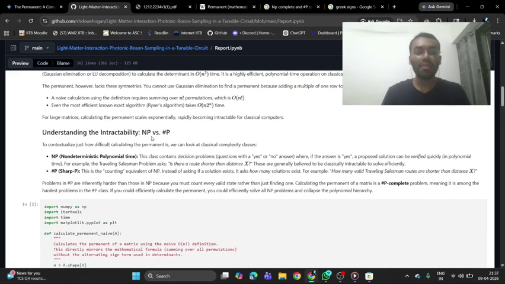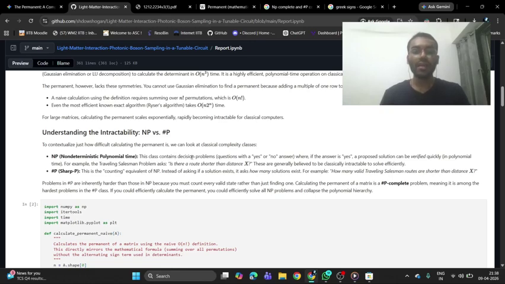Understanding the intractability: NP versus sharp P. To contextualize just how difficult calculating this permanent is, we need to look at classical complexity classes. NP, non-deterministic polynomial time.